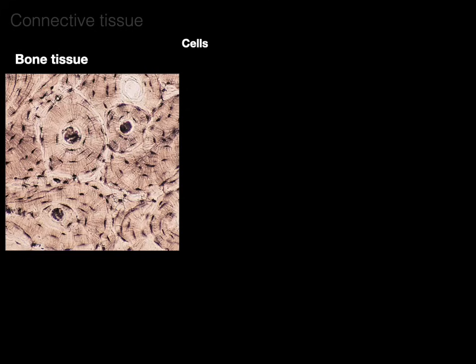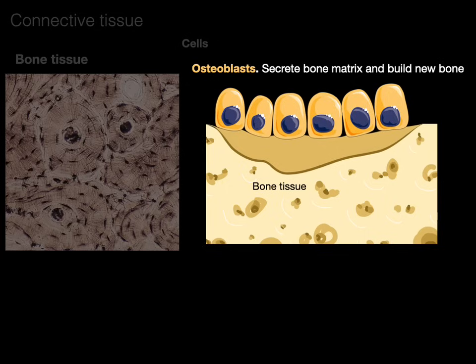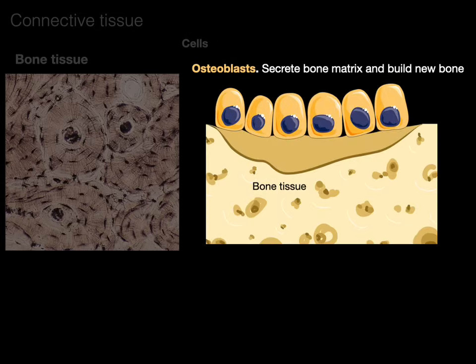Now, bone tissue. Bone tissue, as all connective tissues, has cells like osteoblasts that secrete bone matrix and build new bone. So here's bone tissue, and those yellow cells are osteoblasts, and they're building the bone tissue.